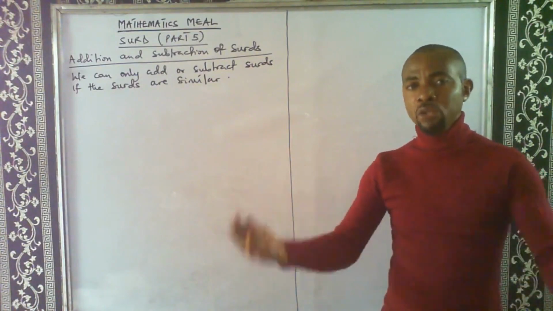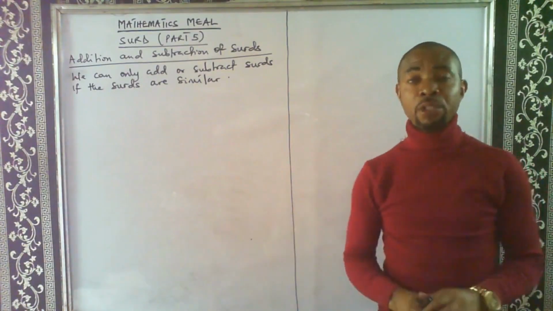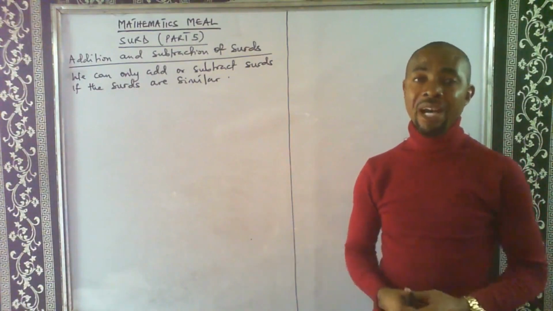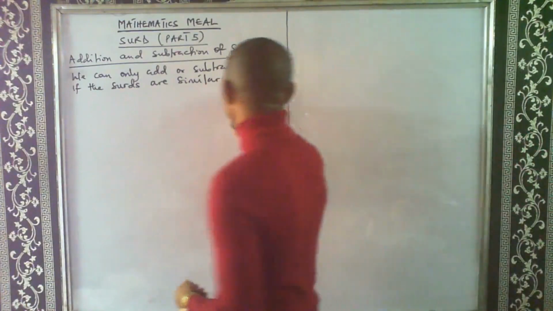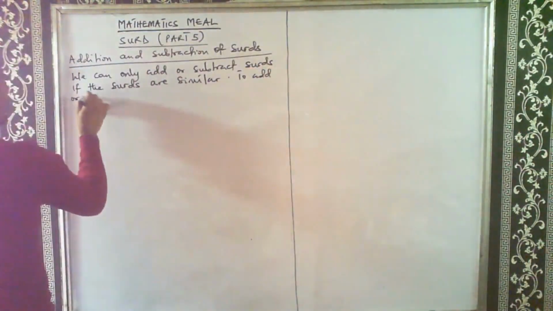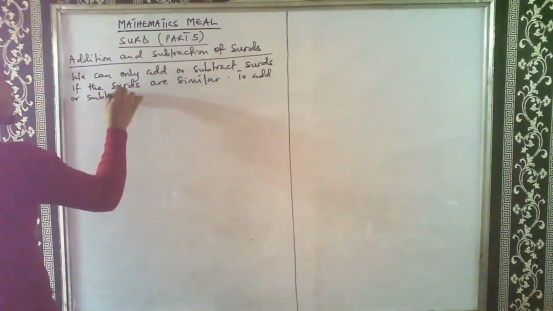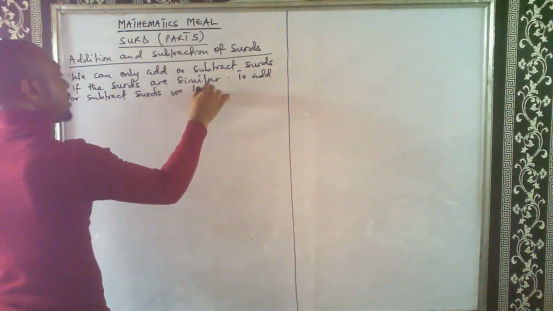So how then do we add surd? Having seen that for us to add surd, the surd must be similar, how then do we add surd, and how can we also subtract surd? So we say to add or subtract surds, we take these steps.